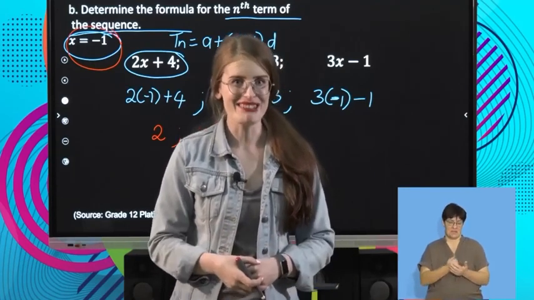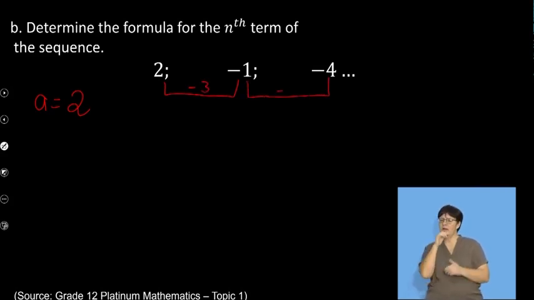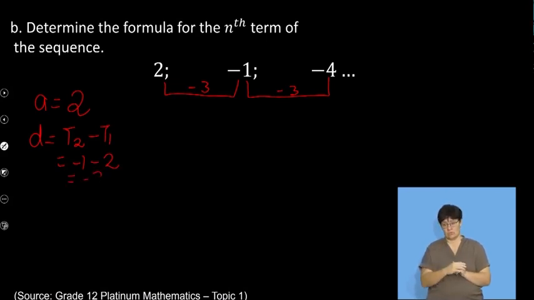Let's work on a and d. So we've already said that the pattern goes 2, -1, -4. I know that a is equal to 2 because a is always equal to the first term of the sequence. I'm now looking for my common difference. We can see that between each of the terms, I've subtracted 3. But if I want to write this down in a more mathematical way, I can say that d is equal to t2 minus t1, which is equal to -1 minus 2, which gives me -3.